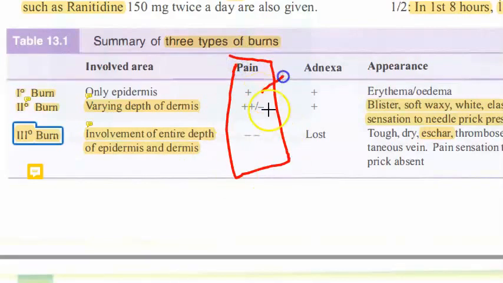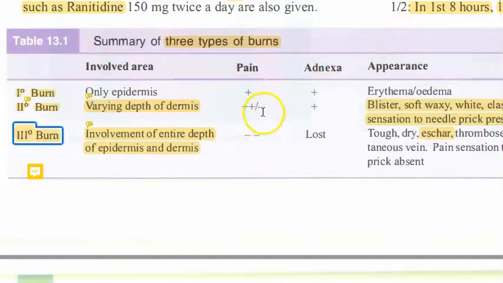What they're saying here is pain is there in first degree. Pain is there if it is superficial, in the second degree. Pain is absent in the deep one. And obviously in the next one also, as the dermis is completely gone, there is no pain.